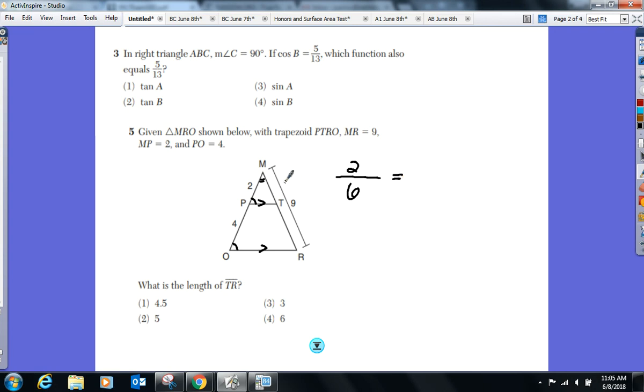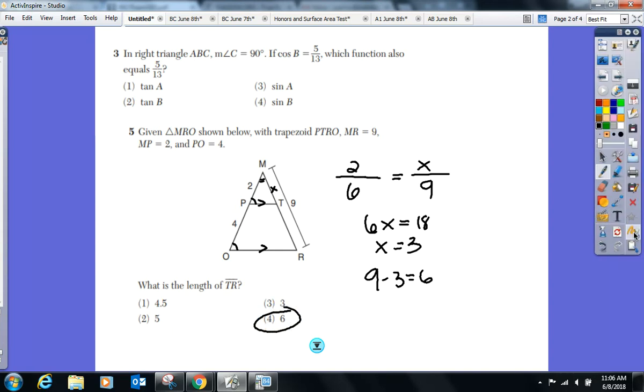Go to the other side. I know I'm not solving for it, but I'll call MT X. And what would X correspond with in the larger triangle? 9, so I get 6X equals 18, X equals 3. And of course, they put that there because they want you to pick it. But the question is not asking me for MT, which I called X. It's asking me for TR. So I take 9 minus 3, and I get 6 out of that. One way.